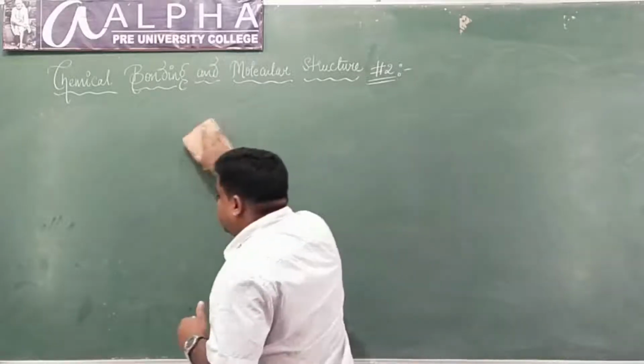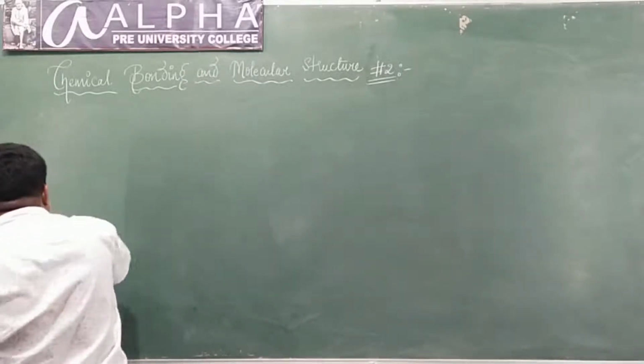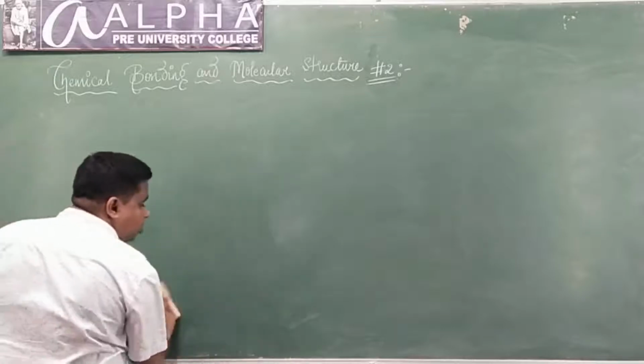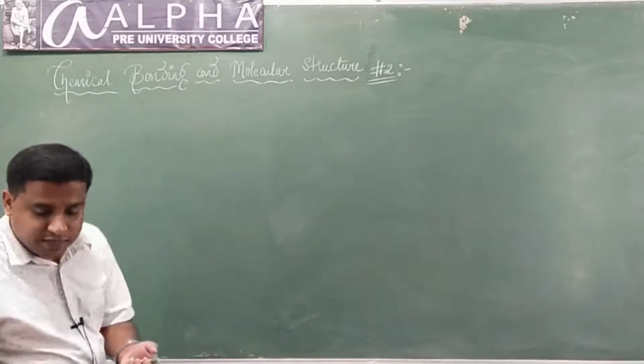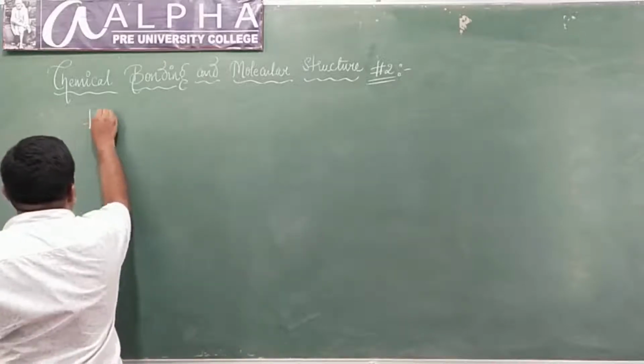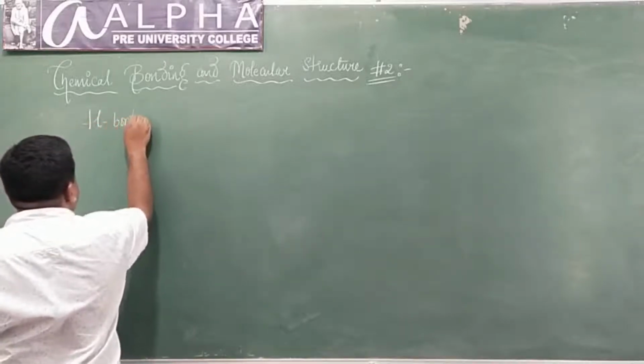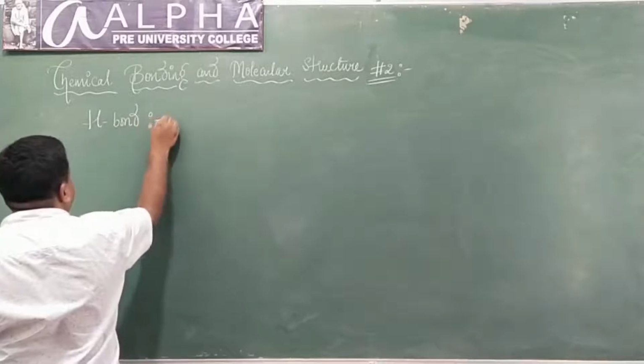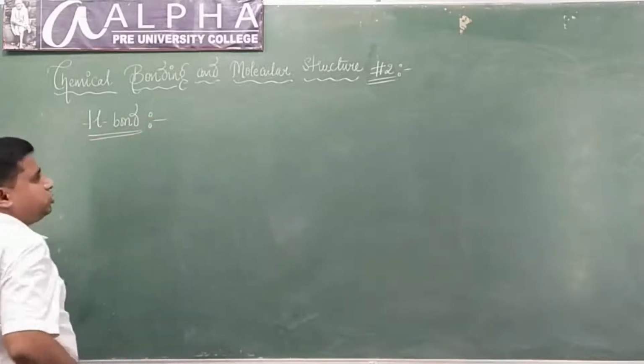So with this, students, we will move on to the next bond. Okay, next type of bond. What is the next type of bond called? It is called hydrogen bond.